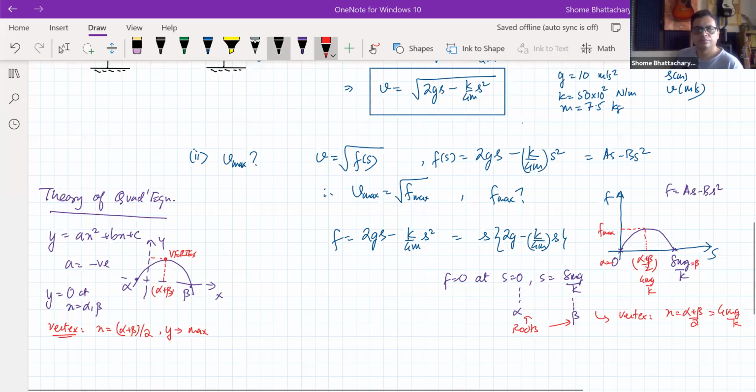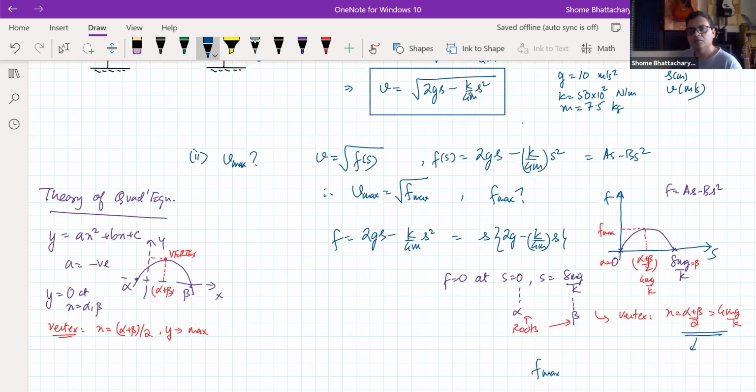Good. So now we're almost done. We know that the function reaches the maxima, or the vertex, at this value of x. So the function's maxima is nothing but the value of the function at s equal to 4 mg by k. So just substitute that over here. In this function, you just substitute this.